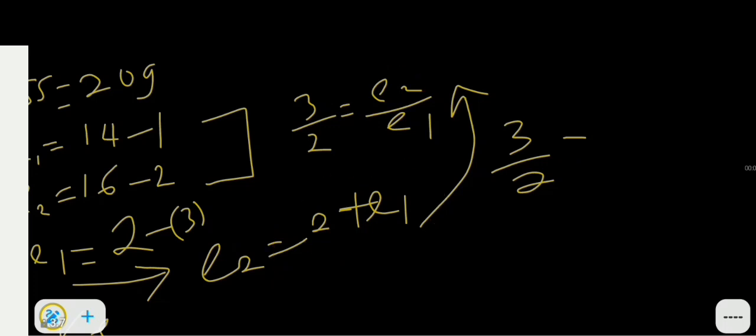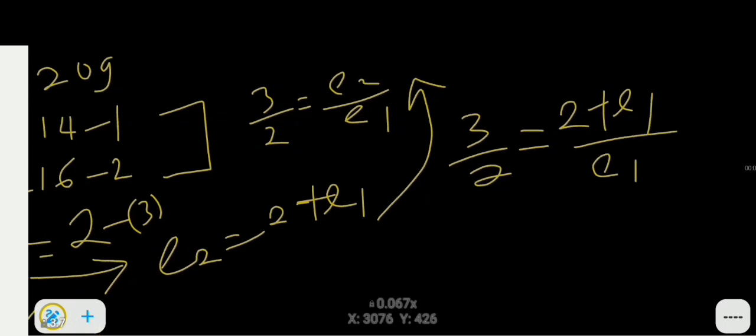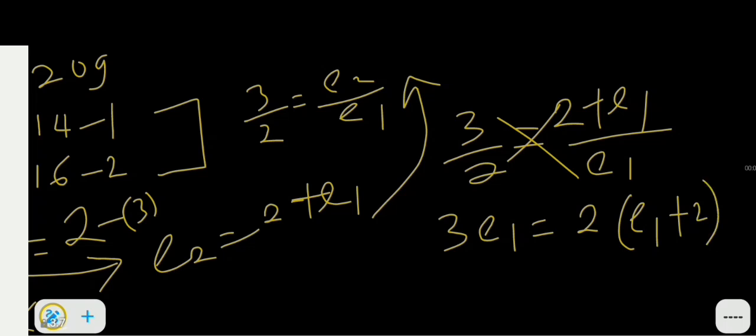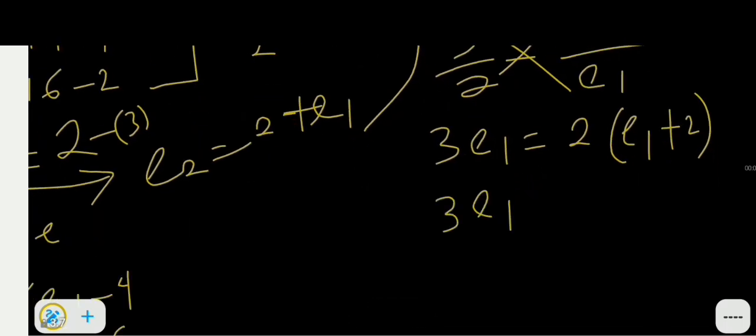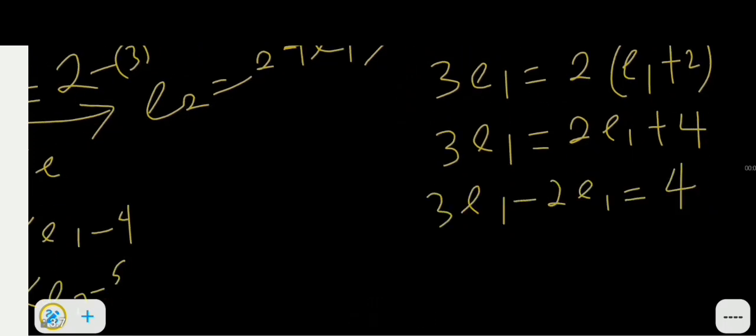So I'll just write 2 plus E1 over E1 at the bottom part, this will give me E1. So I'll cross multiply now, like this. So this will give me 3E1 is equals to 2 into E1 plus 2. So I'll just expand this. 3E1 is equals to 2E1 plus 4. Collect the like terms. 3E1 minus 2E1 is equals to 4. From here, E1 will give you 4 centimeter.